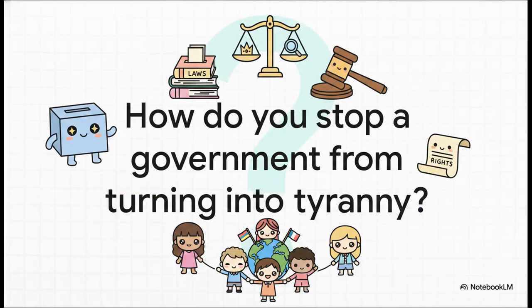And that brings us to the ultimate historical question. How do you actually stop a government from turning into a tyranny? Seriously, think about it. If you give a leader enough power to protect you, you've simultaneously given them enough power to oppress you. It's a huge paradox. Different countries have engineered some wildly different, honestly super creative mechanisms to solve this exact problem.